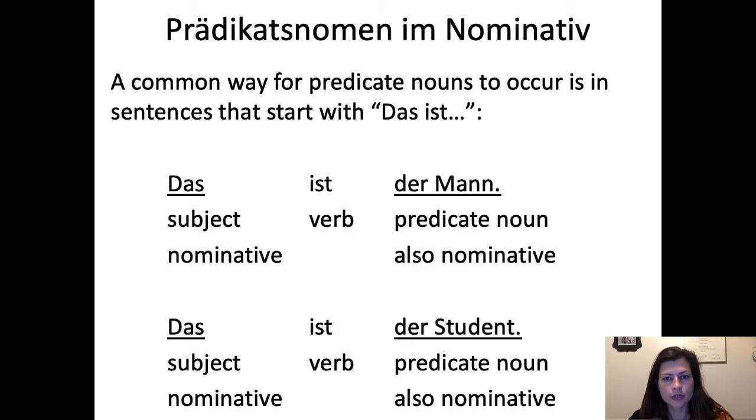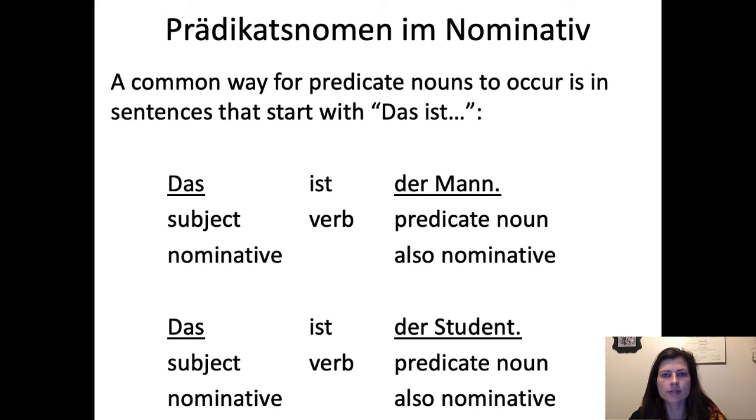So the way you identify predicate nouns is that the verb is either sein, werden, or bleiben. To be, to become, or to stay or remain. And basically the reason those are predicate nouns is because they're saying A equals A. The first one refers back to the same person. So they refer to the same thing. There's no action from one to the other. It's just A equals A.